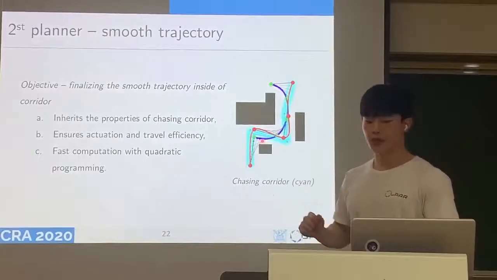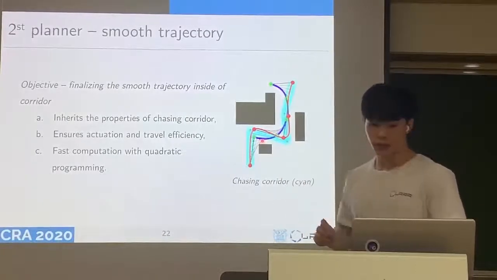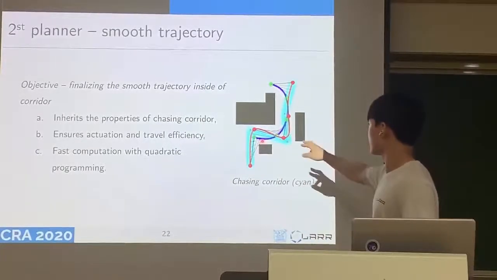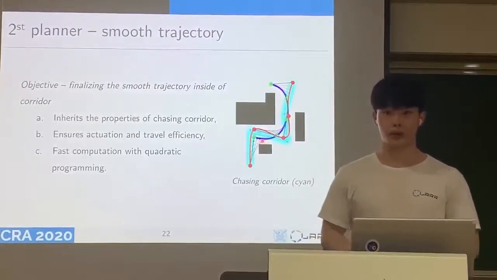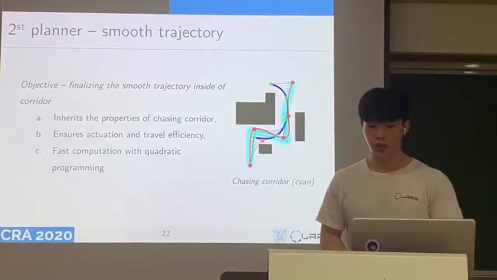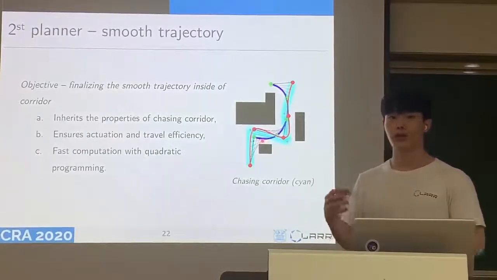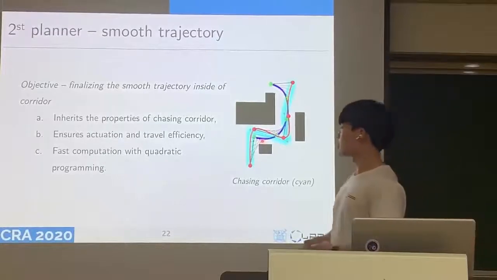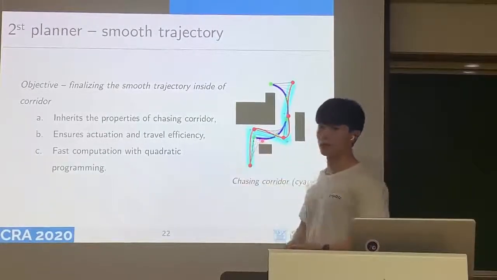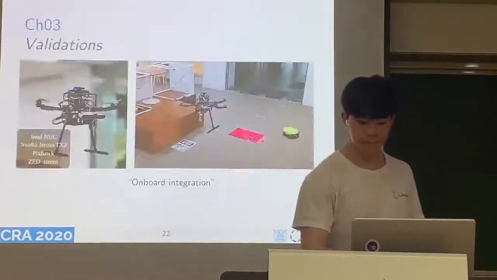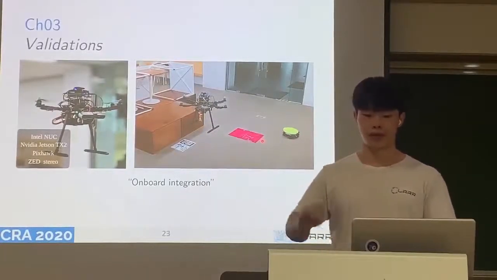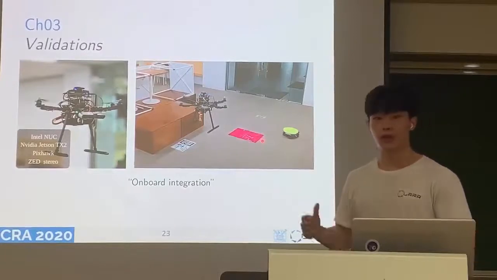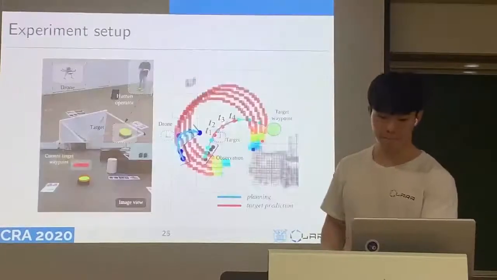And the next planner takes over the job from the chasing corridors, and please look at this red curve. By inheriting the properties of the chasing corridors, it quickly computes a trajectory which minimizes the higher order derivatives in order to ensure the travel efficiency of the chasing drone. So we are all set with the building blocks: prediction and planners. So now we present the key validation results.